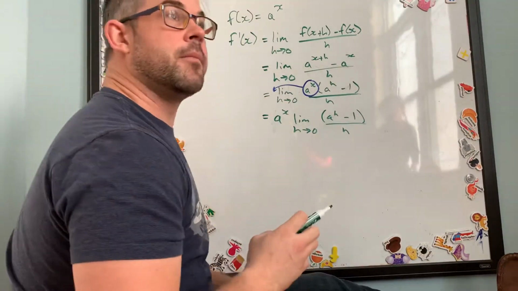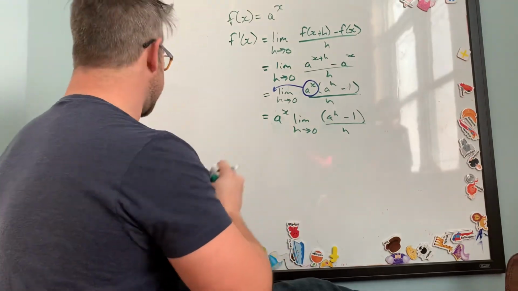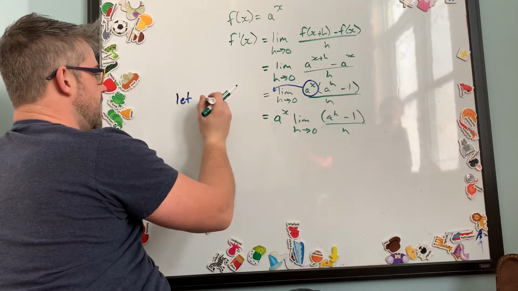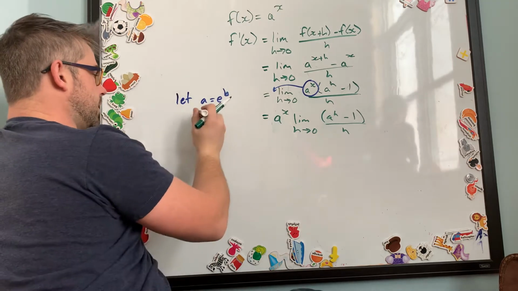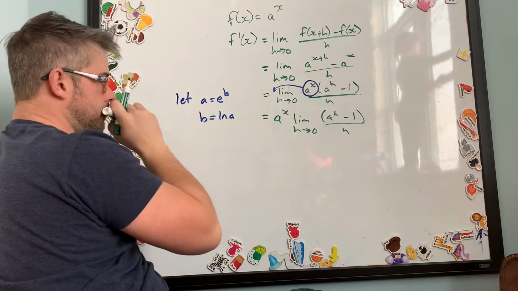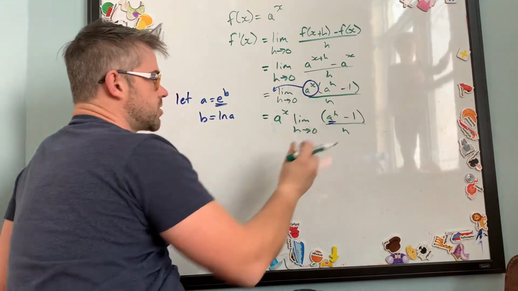So, the substitution that we're going to do is we're going to replace a with something. So off to the side here, we're going to let a equal e to the b. And so this means that b is equal to the ln of a. The reason why we're doing this is we're looking to use the construction of e.